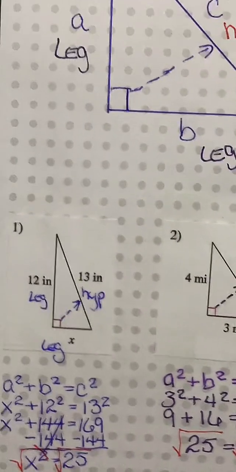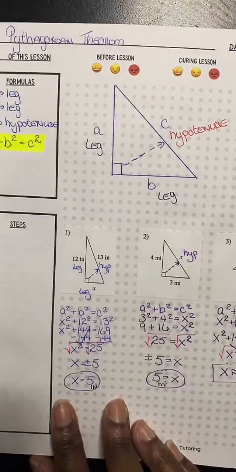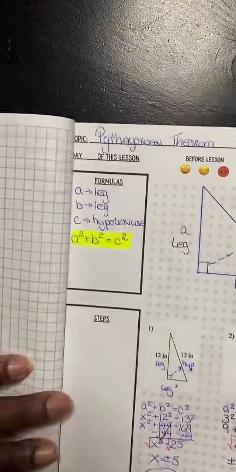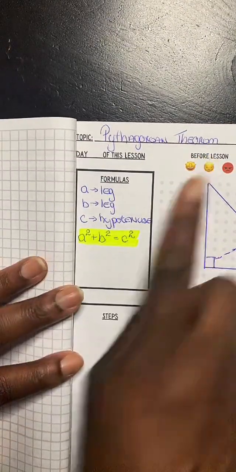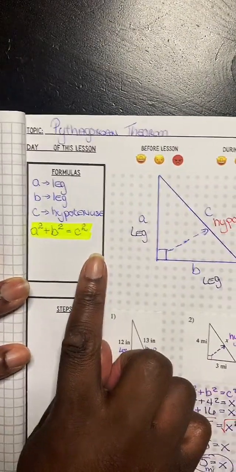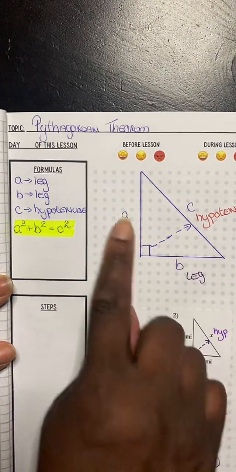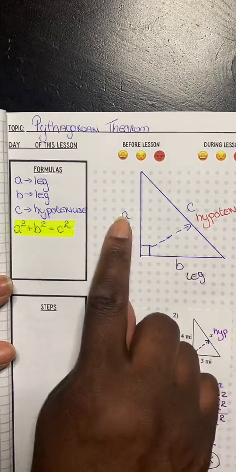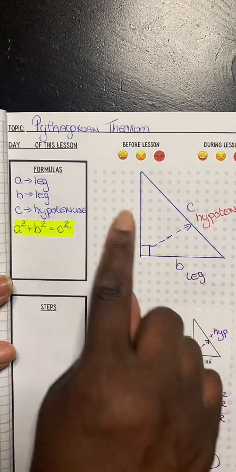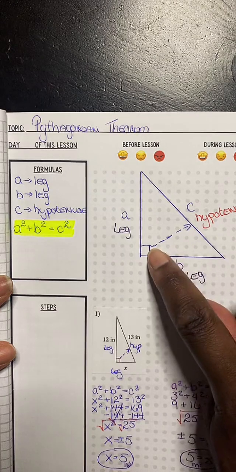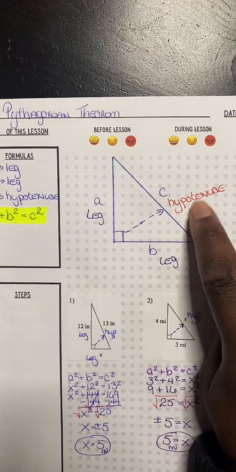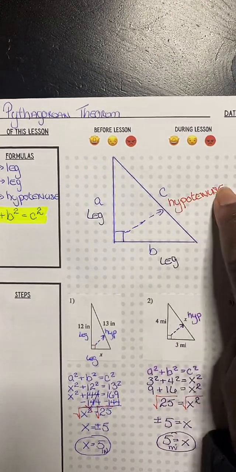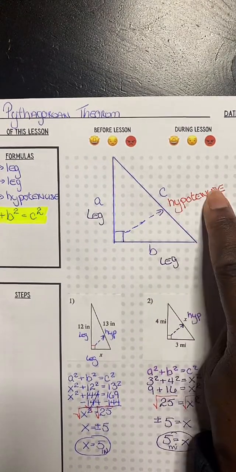Okay, so, let me unzoom a lot. So we talked a little bit about Pythagorean Theorem. So we know, if we take a look, we have our 2 legs, they're A and our B. They're interchangeable when you're doing the Pythagorean Theorem. But the side directly across from the 90-degree angle, that's your hypotenuse. That's always your C, your longest side.